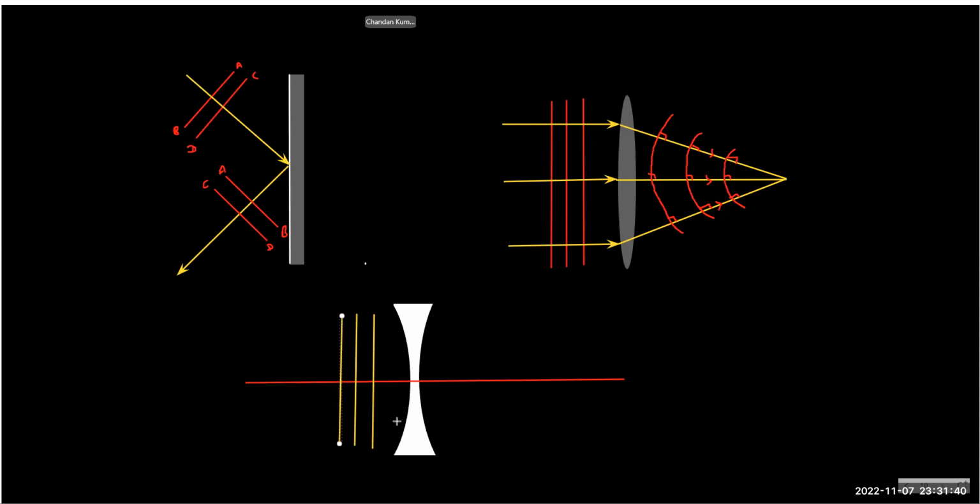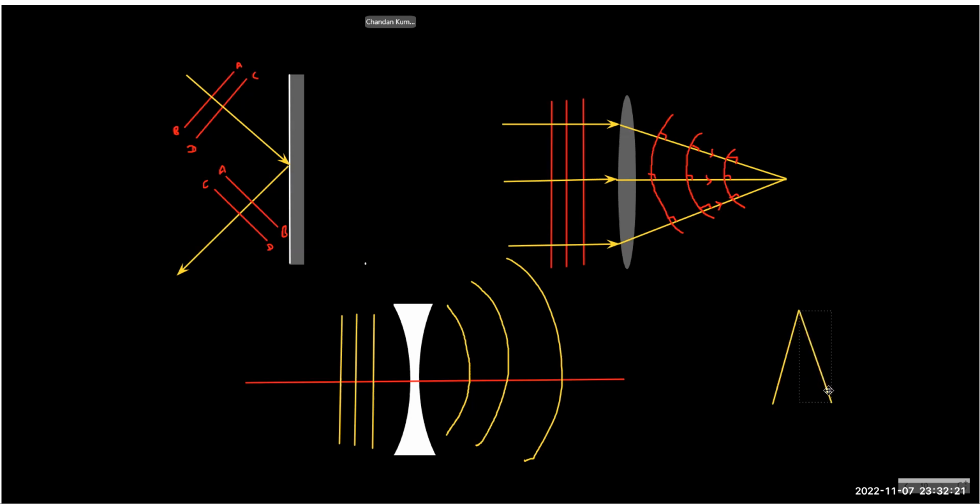So I hope you can draw this also. It's pretty easy. If this is the incoming wavefront, then the outgoing wavefront will be, guys. Tell me quickly. Are you done? So it will be like this. And the last, I'll do it for the prism. You need to know only this much, that is more than sufficient from the JEE point of view.